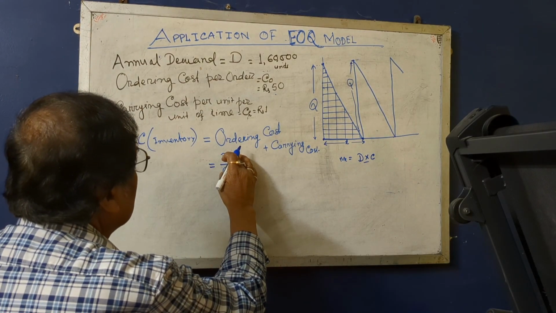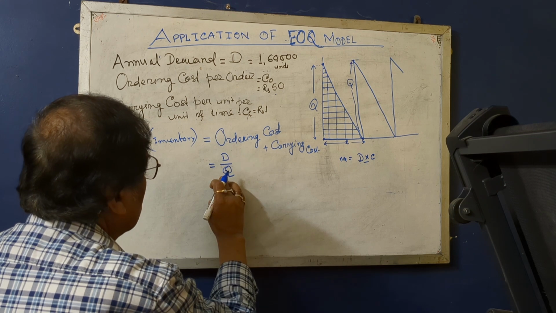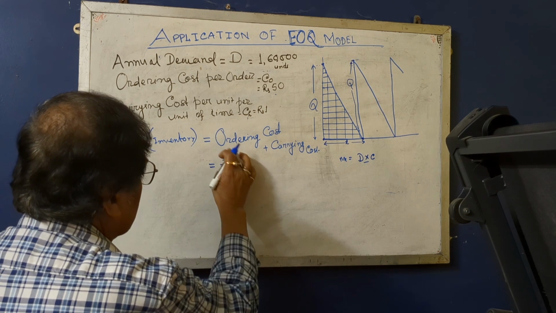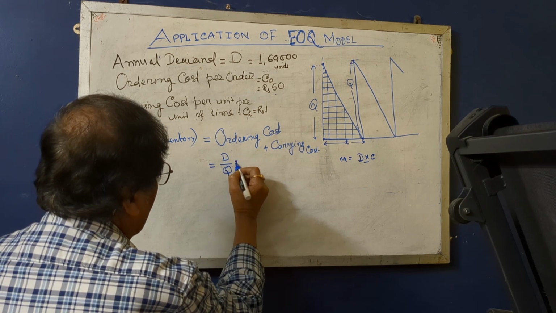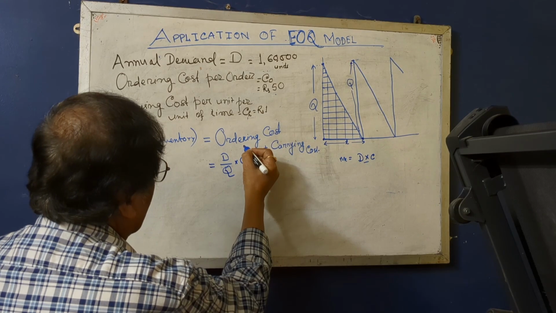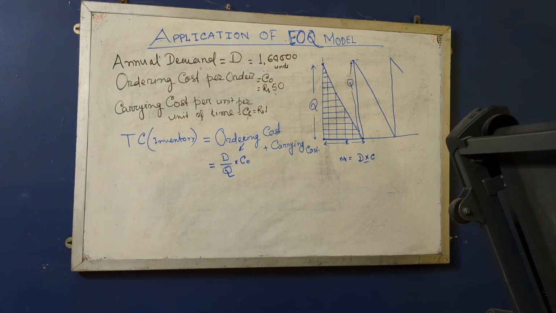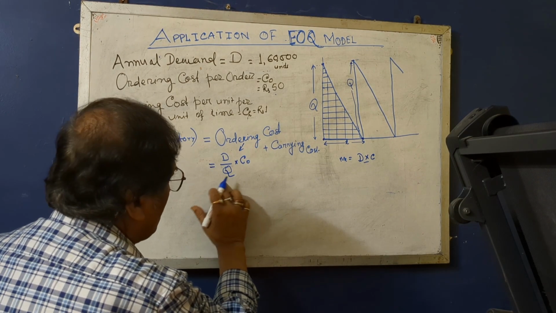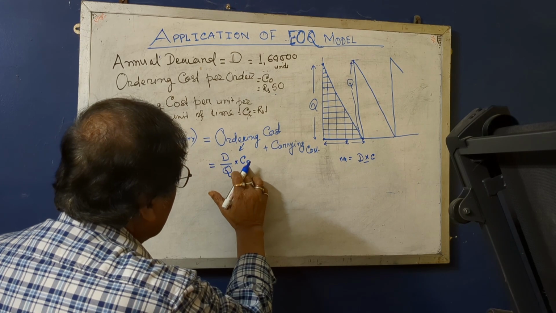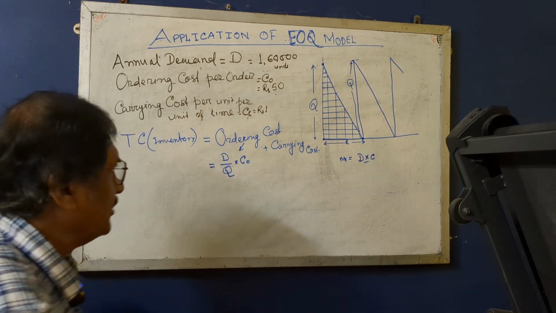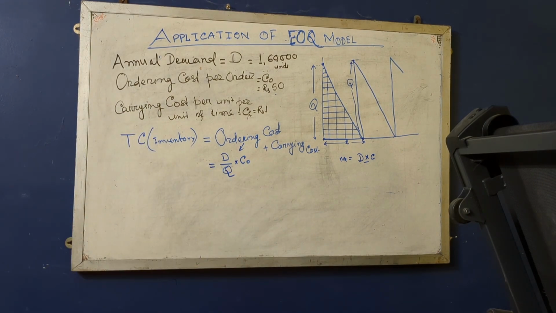D is the required quantity per annum, and Q is the ordering quantity per order. So D by Q is the number of orders. The cost of one order is CU. That's why this is the total ordering cost: the total number of orders per annum multiplied by the per unit ordering cost. In this way, you can calculate it.